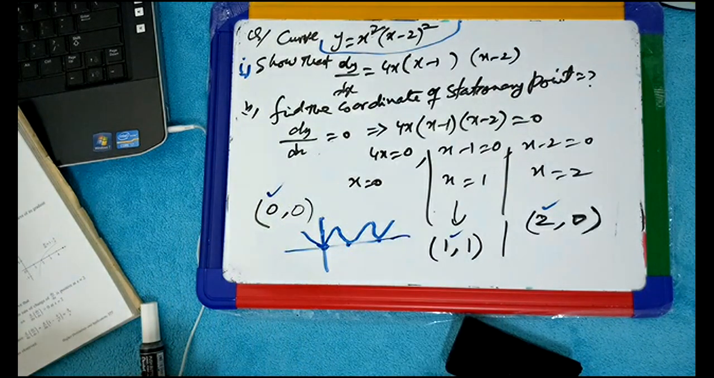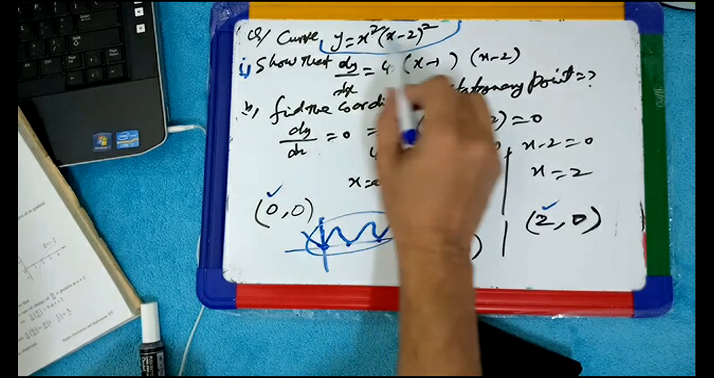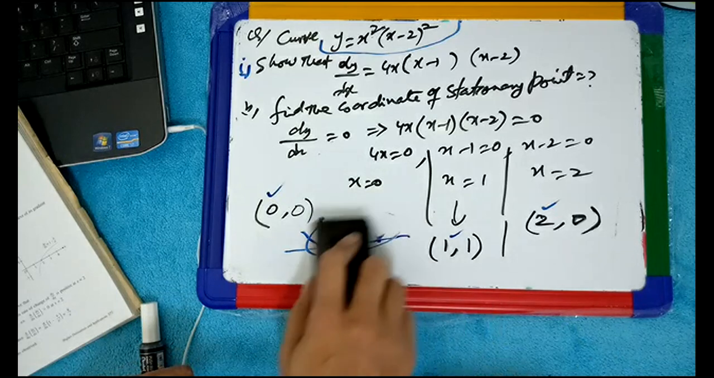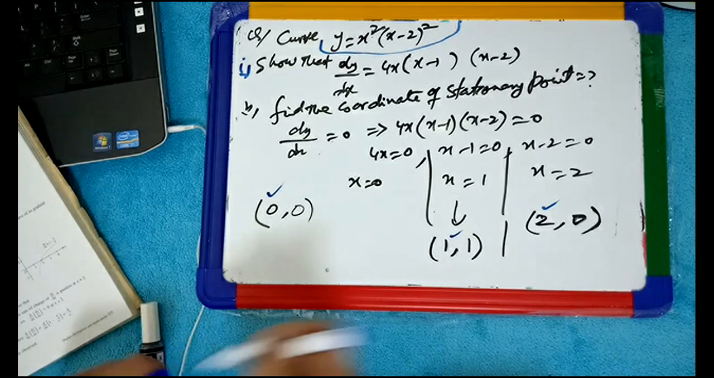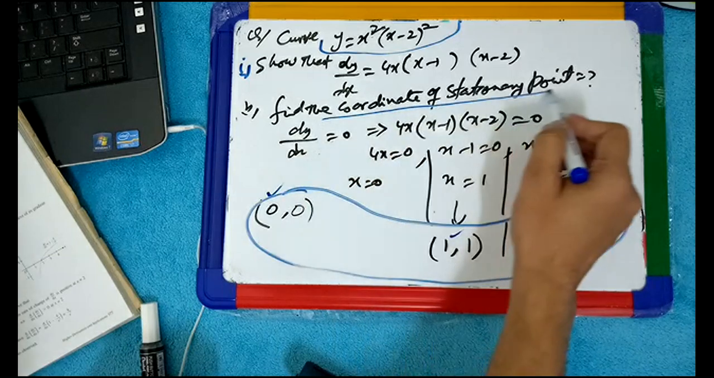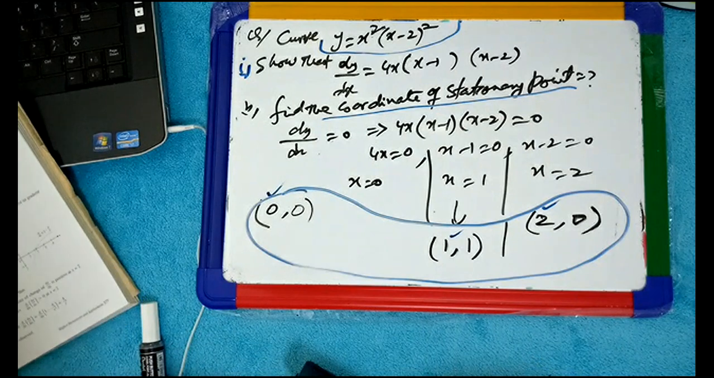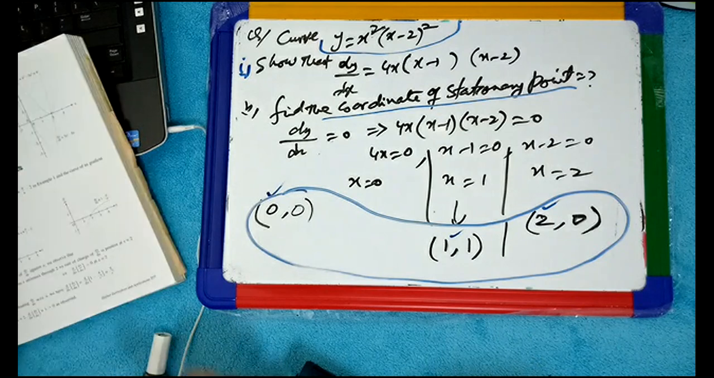If you want to draw the accurate curve, you will put in some values and get the y values also. The final answer we already did, I was just explaining. The final answer is the three coordinates. They said find the coordinates of the stationary points. These are the three stationary points. They are not asking which one is maximum and which is minimum, just the three stationary points.